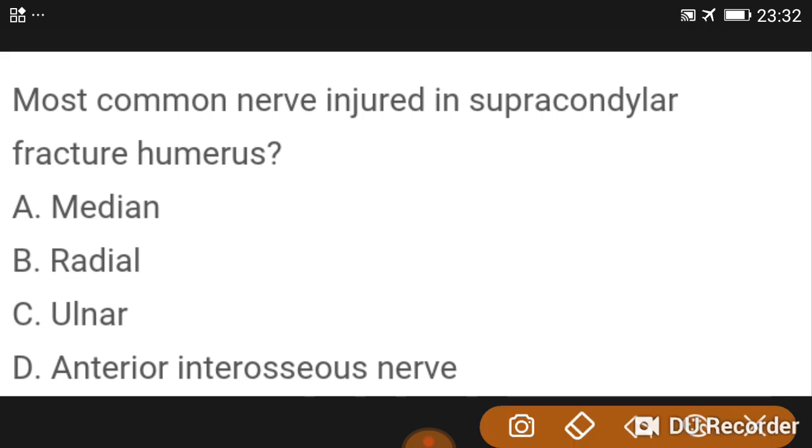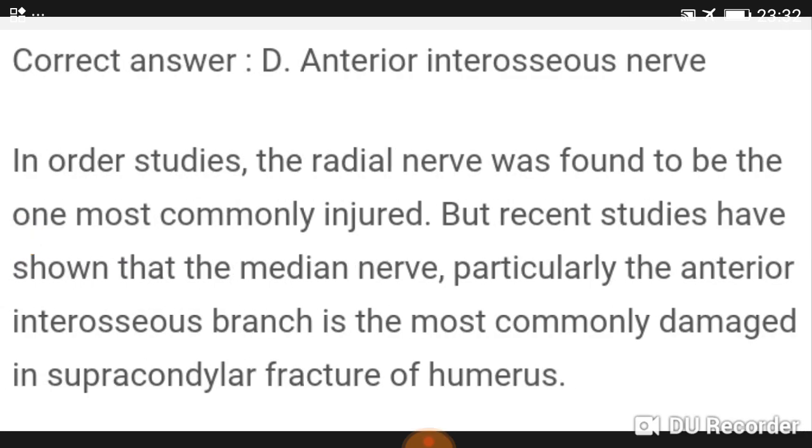Most common nerve injured in a supracondylar fracture of humerus is the anterior interosseous nerve. In older studies, the radial nerve was found to be the most commonly injured, but recent studies have shown that the median nerve, particularly the anterior interosseous branch, is the most commonly damaged in supracondylar fracture of humerus.